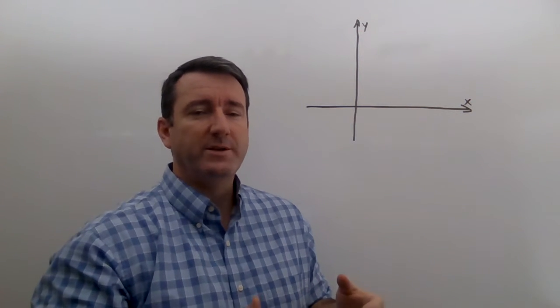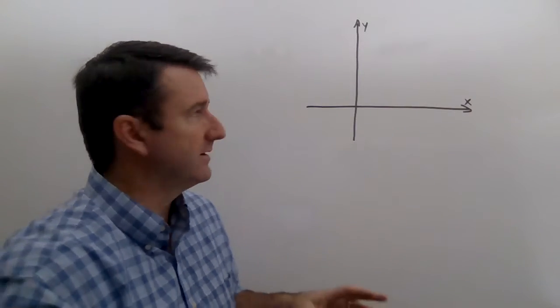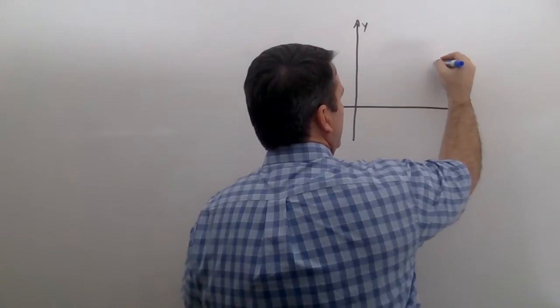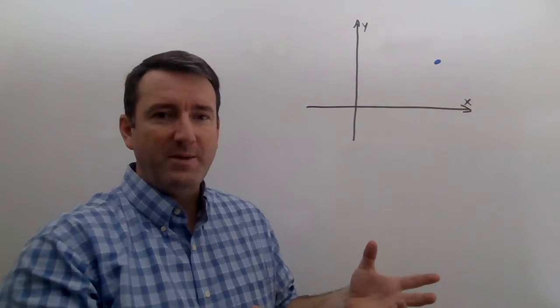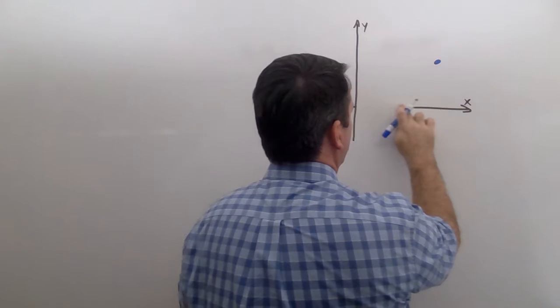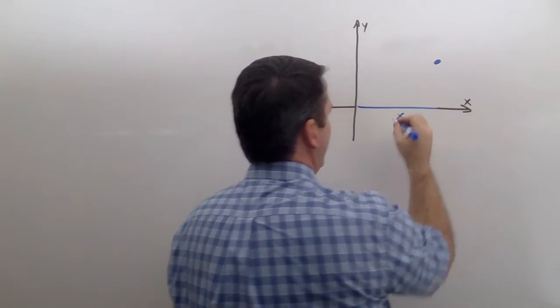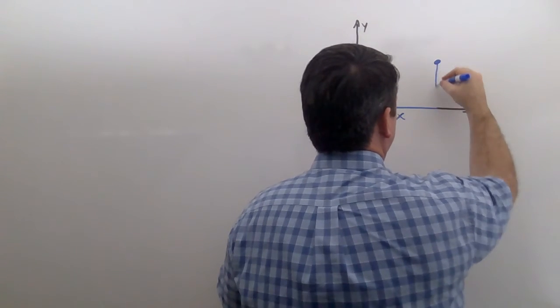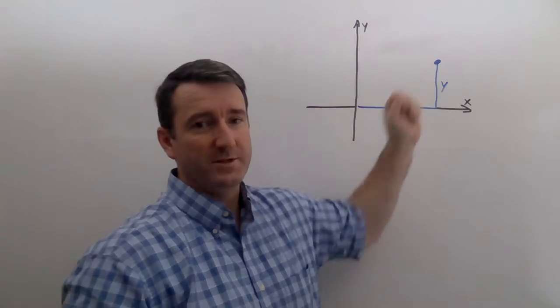All right, in this lesson, we're going to convert from polar coordinates to rectangular coordinates. So let's start with some point on a plane. And to describe that point in rectangular coordinates, we're first going to go over a certain amount in the x direction. Call that x. And then we're going to go up a certain amount, and that's y. And that's how we would describe that point.